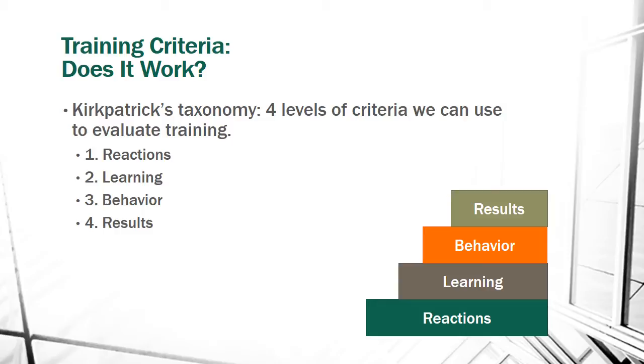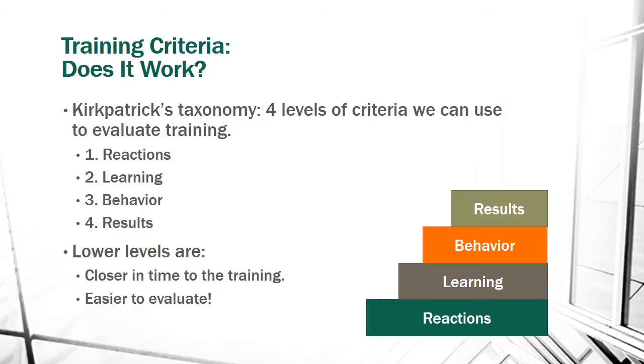His taxonomy is hierarchical, the idea being that the levels that are lower in the model, reactions and learning, happen closer in time to the training than behavior or results criteria. Those would be evaluated later. And typically, the lower the level, the easier it is to evaluate. Reaction criteria are very easy to capture. Results criteria can be very difficult. So over the next few slides, we'll go over each of these in more depth.